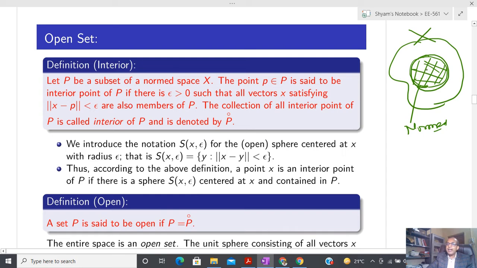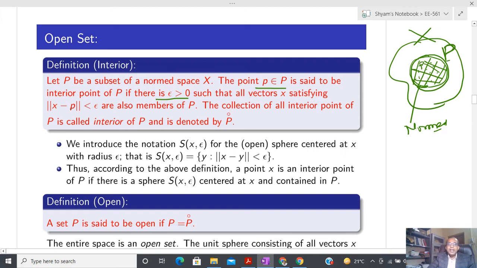Now you can see that here I have various points, infinitely many points. Suppose some point p belongs to this whole set P. Whatever subset I have selected is denoted by capital P, and small p is an element or vector inside this space with a proper norm. We say that p is said to be an interior point of P if there exists an epsilon such that all vectors x satisfy the norm of x minus p less than or equal to epsilon.